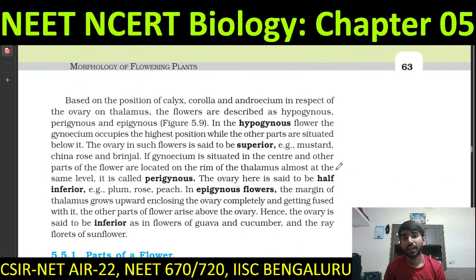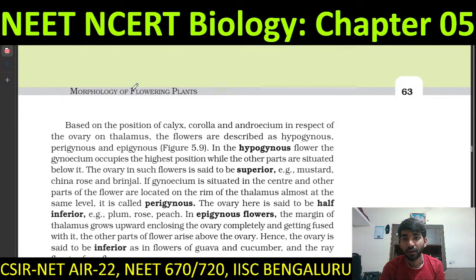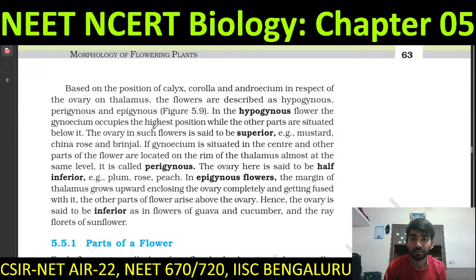Based on the position of calyx, corolla, and androecium in respect of the ovary on the thalamus, so the ovary's position, what I drew here, you can see I called it gynoecium, but in general it is the ovary. On the thalamus, the flowers are described as hypogynous, perigynous, and epigynous. In the hypogynous flower, the gynoecium occupies the highest position. So if the gynoecium, as I told in the previous diagram, is in the highest position, then it is called hypogynous because everything else is below the gynoecium. Remember it like this. Otherwise, you might think that the gynoecium is below. No, everything is below the gynoecium. That is why it is called hypogynous.